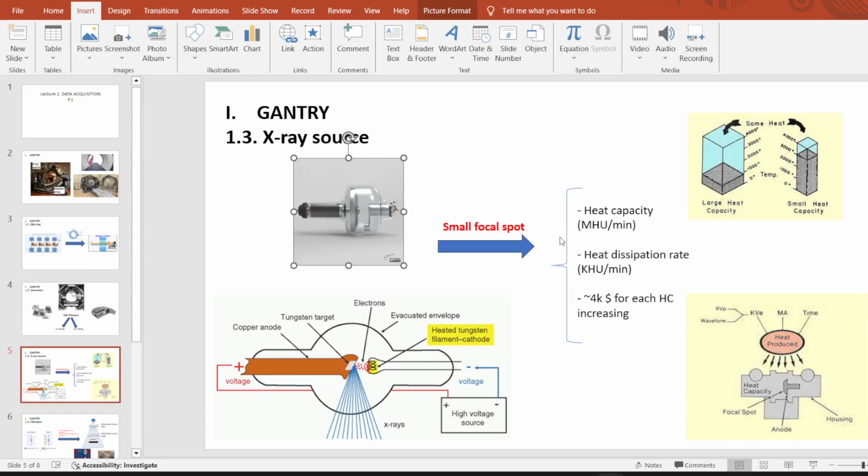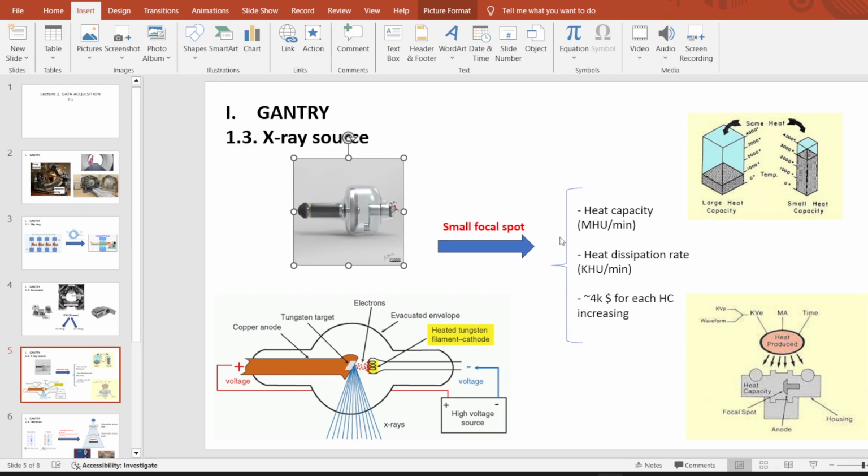First of all, heat capacity. When the electrons bombard the target, it will create heat. Why? Too much energy, my friend. Do you know the efficiency from the electron beam to the X-ray beam? Just 1%. Only 1% of the energy of the electron beam can turn into the X-ray beam. You know that? 1%. So what is the remaining? It's useless. And useless means it will turn into heat.